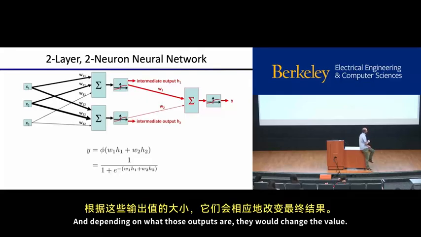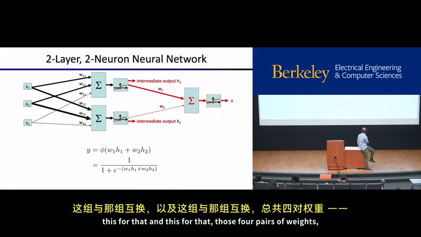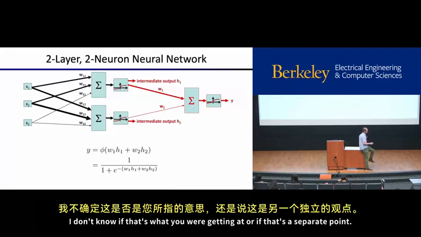Depending on what those outputs are, they would change the value. If we flipped the position, if we flipped this for that, this for that, this for that, and this for that, those 4 pairs of weights, the neural network would have exactly the same behavior. I don't know if that's what you were getting at or if that's a separate point. That makes sense.